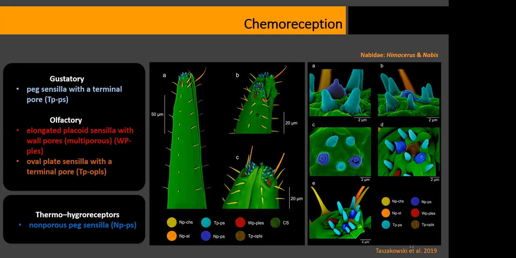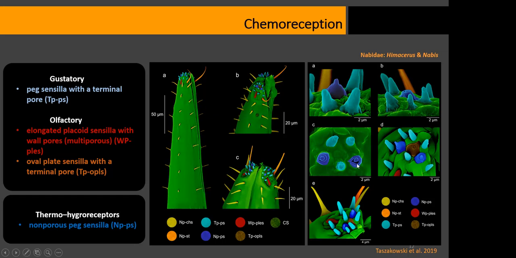Marked with a light blue color, peg sensilla with a terminal pore are responsible for the sense of taste. Elongated placoid sensilla with wall pores, red, and oval plate sensilla with a terminal pore, brown, are olfactory organs. In addition, between the gustatory organs, there are 4 sensilla that function as thermo- and hygroreceptors, marked in dark blue.